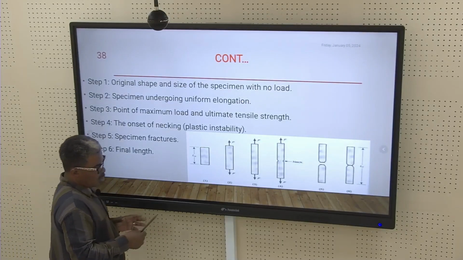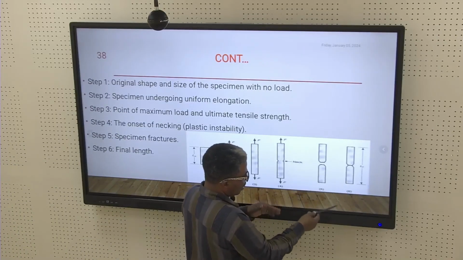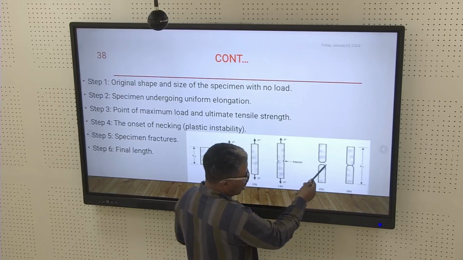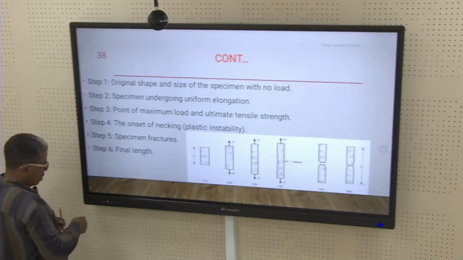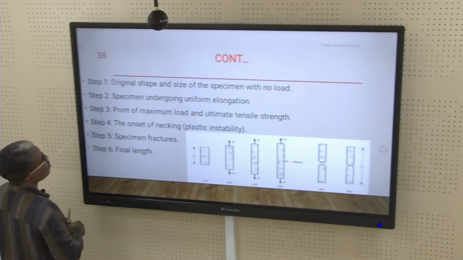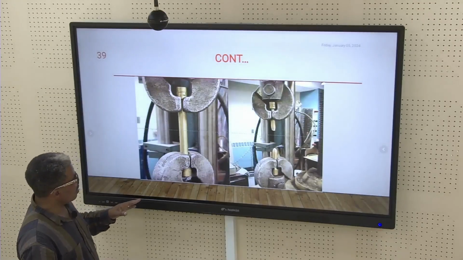So in order to measure now the total length, you have to return this after fracture. You have to return until they are in contact, then you measure the total length given. This is how the machine was working.